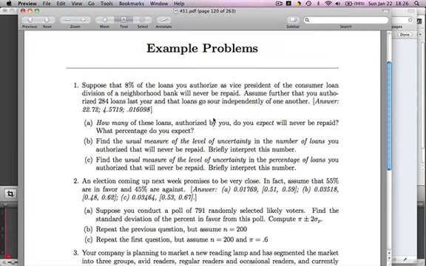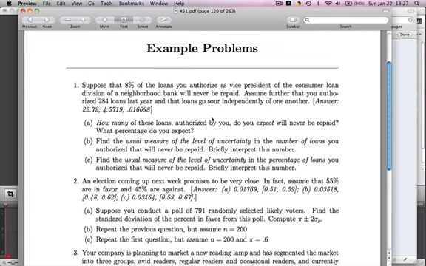Problem 1 reads that suppose that 8% of the loans that you authorize as the vice president of some bank will never be repaid. Assume further that you authorized 284 loans last year and that they go sour independently of one another. Now, one of the first things you have to do when you read a problem like this is to start thinking about what is the distribution. There's a couple things that point us in the direction of the binomial.